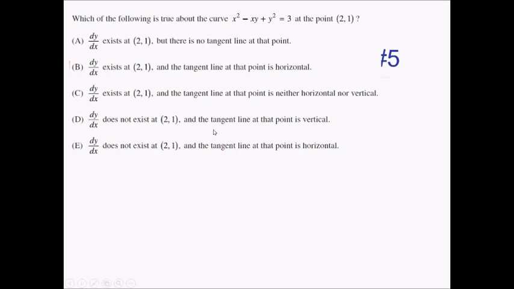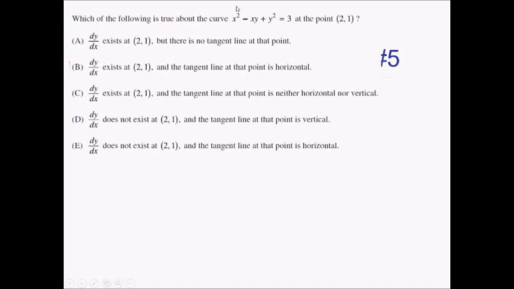Now, there are some conclusions you can make, or at least some choices you can eliminate here. So they're saying here, for example, that the derivative does not exist there, and the tangent line is horizontal. Well, if the derivative did not exist, the tangent line would be vertical. So choice E you can eliminate right off the bat because the behavior of the derivative and the tangent line slope don't match up. Choice C we can't really eliminate. B we can't eliminate. And there is no tangent line at that point? Well, I'm not sure about that. I mean, (2, 1) is going to be defined if you plug that in. So A is probably also suspect. But enough stalling. Let's take the derivative.